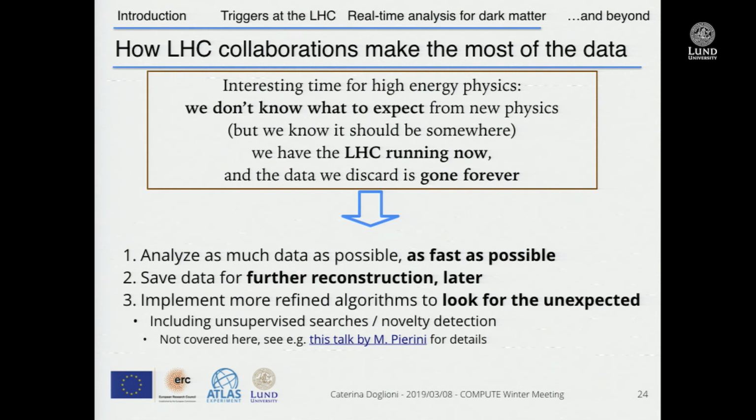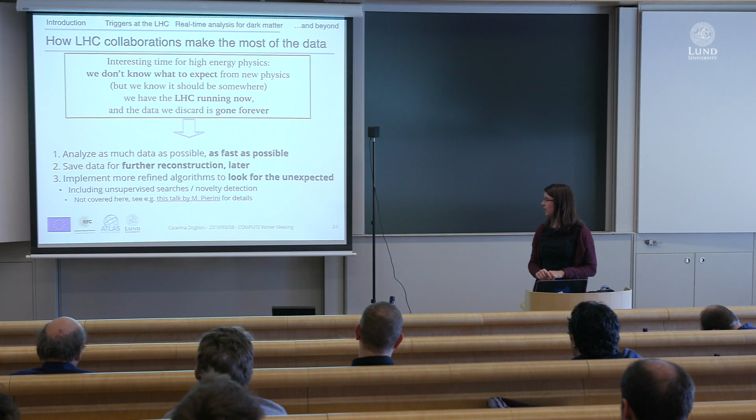If we have the resources, we just park it away. So that's another thing that we could do. Or we could also use machine learning, algorithms that look for the unexpected. So these are classes of anomaly detection algorithms. I'm not really covering this here, but there's a number of talks and a lot of activity in these kinds of things.